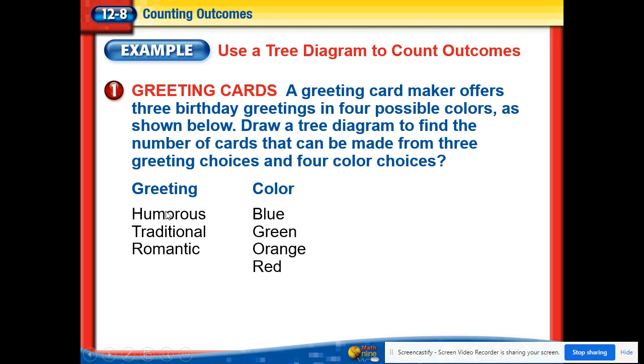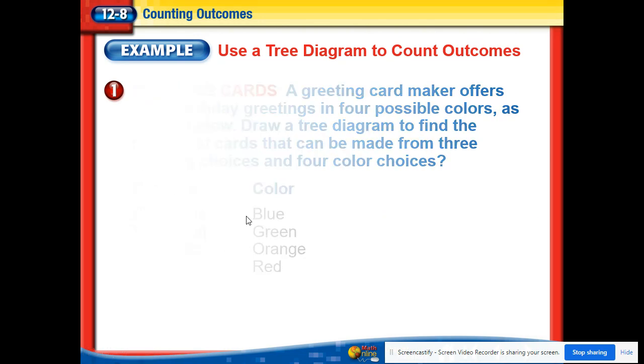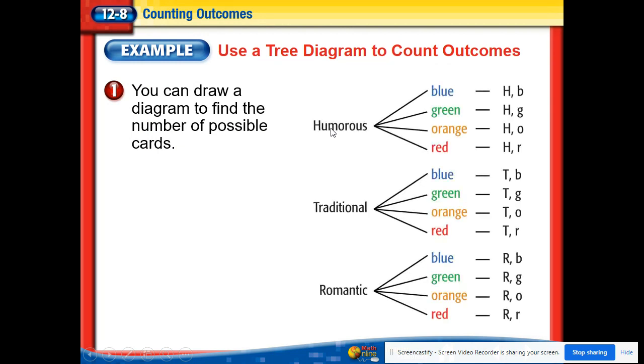So we start off by branching off into these three types, humorous, traditional, and romantic, and then each of them has branches coming off. And if it's humorous, they have four different color options: blue, green, orange, and red. So we have humorous blue, so HB, humorous green, HG, orange, and red. And then we have the same possibilities for traditional: blue, green, orange, or red. And we can go ahead and list those out. And then the same with romantic.